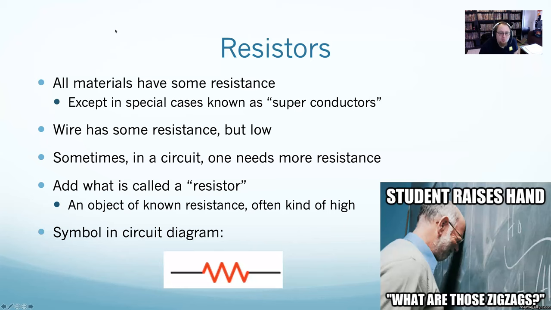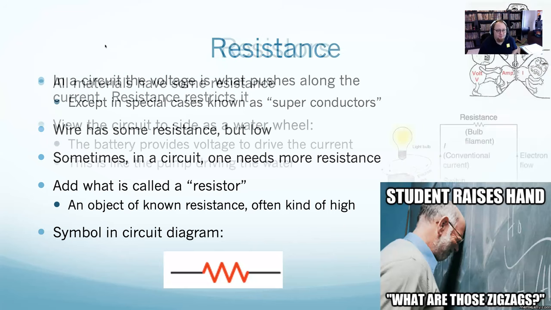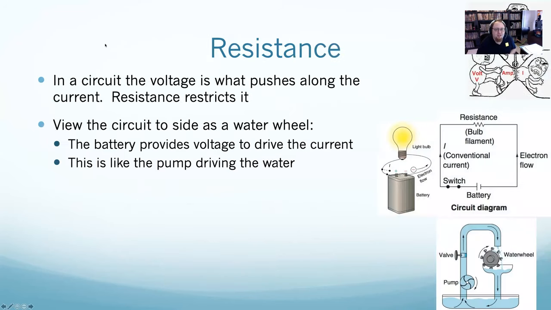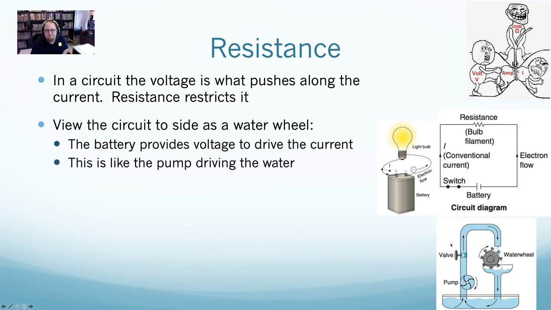Now, how this all works in a circuit: the voltage pushes the current. Resistance restricts it. One of the good ways to see that is this water wheel idea. Let's say you hook a battery up to a light bulb. The battery supplies a voltage. That voltage is going to create a current. That current will cause the bulb to light up, where the bulb is actually a resistor.